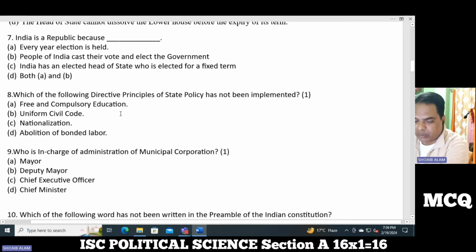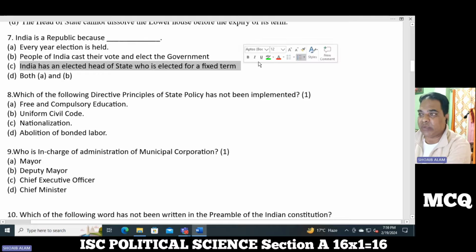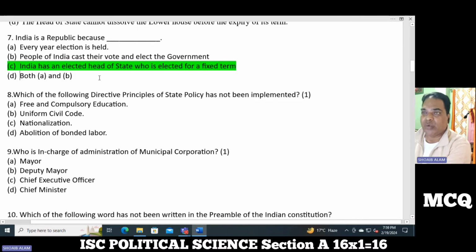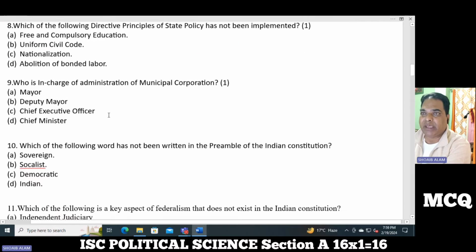Why is India a republic? Every year elections are held. People of India cast their vote and elect the government. India has an elected head of the state who is elected for a fixed term. So this will be the correct answer: India has an elected head of the state who is elected for a fixed term, who does not possess any hereditary right.